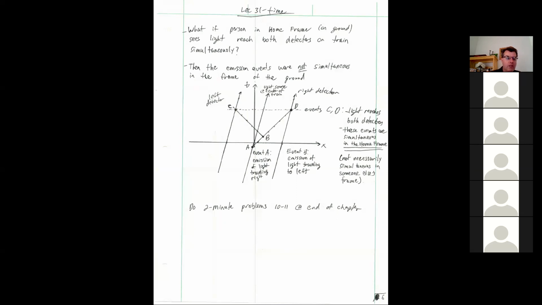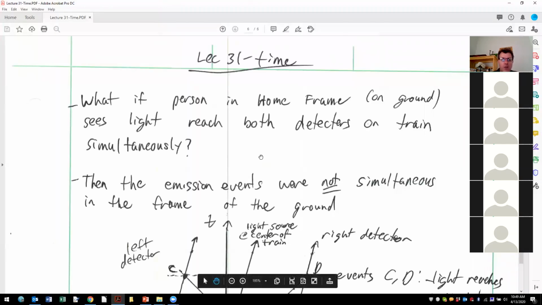If you take nothing else away from today, take away that we can use space-time diagrams to follow light and figure out when it must have left from a given source in order to reach a given detector. And that when we do all of that, we are forced into the bizarre conclusion that events that are simultaneous in one frame are not simultaneous in another frame.